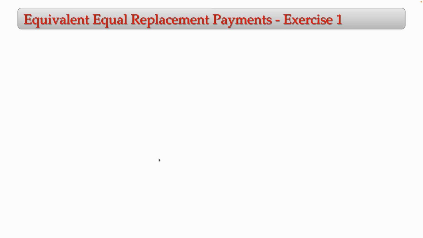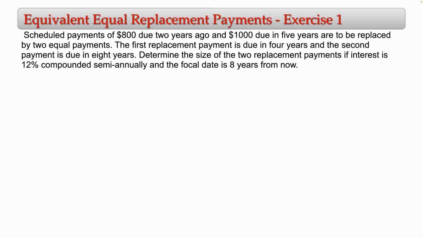Hello students, in this video I will continue to speak about equivalent values. In this case, I will be solving problems related to equivalent equal replacement payments. This will be the first exercise. And as always, I'm going to explain how to solve a problem like this using an actual problem. And the problem we're going to solve is this.